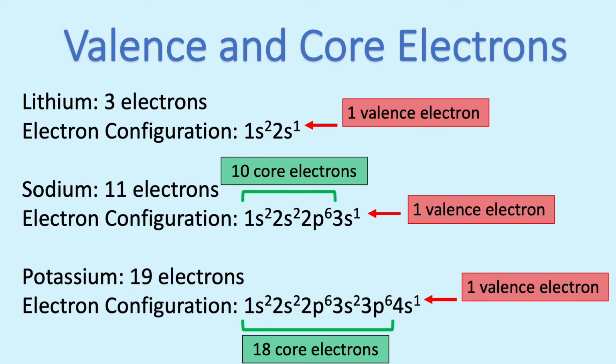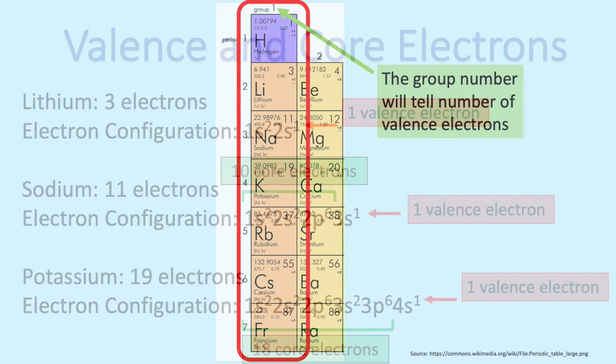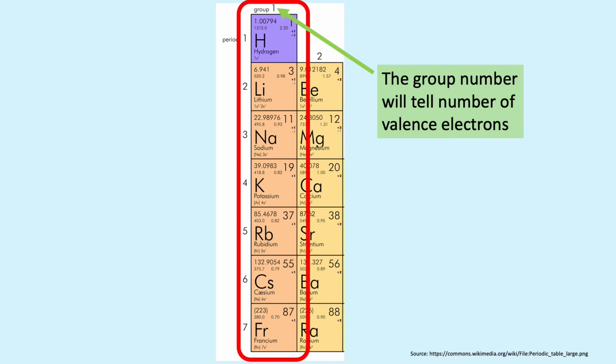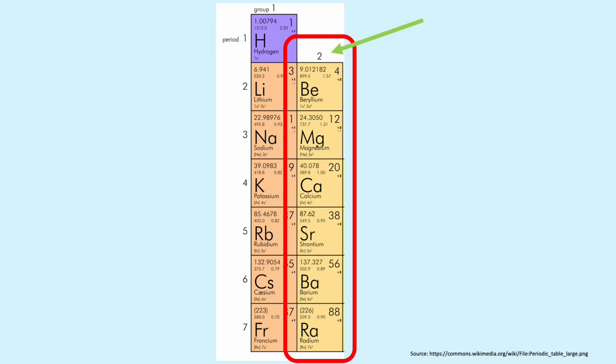Let's look at the periodic table. There's a shortcut on the periodic table. The group number tells the number of valence electrons. Look at the top of the group. The alkali metals are in group 1. They all have 1 valence electron. Hydrogen is not an alkali metal, but it is part of group 1, so it also has 1 valence electron. The earth alkali metals have 2 valence electrons.